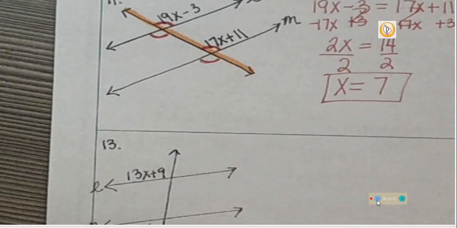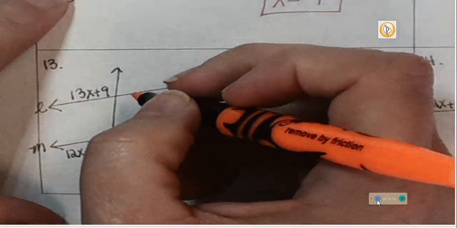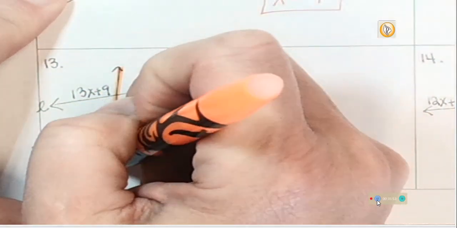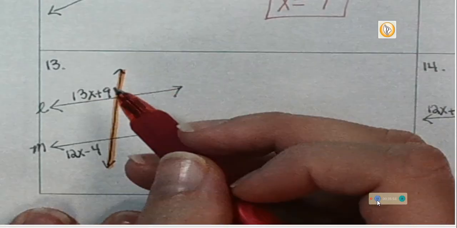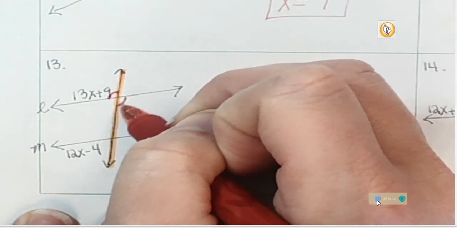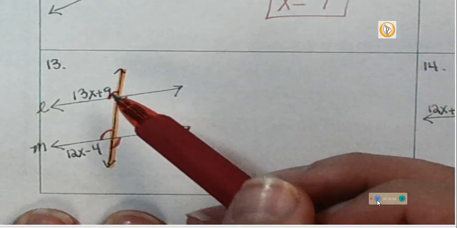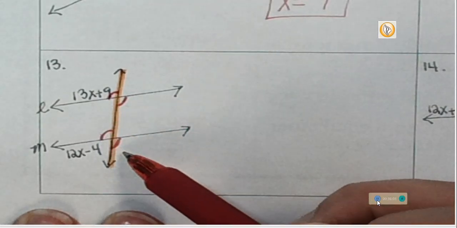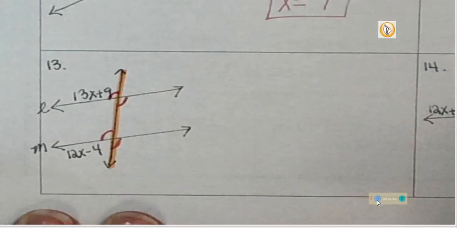All right, number 13. There's my two parallel lines. Here's my transversal. That's really important in case I've got to go on alternate sides. All right, so I'm going to start out with this angle. I'm going to zigzag to the alternate, zigzag to the other alternate, and zigzag. Okay? These four are marked congruent. The ones that are not marked are congruent to each other.